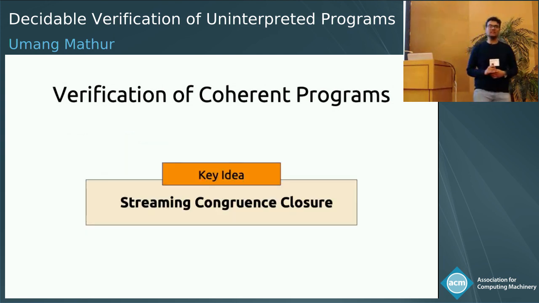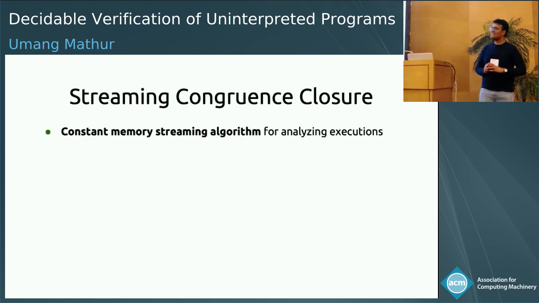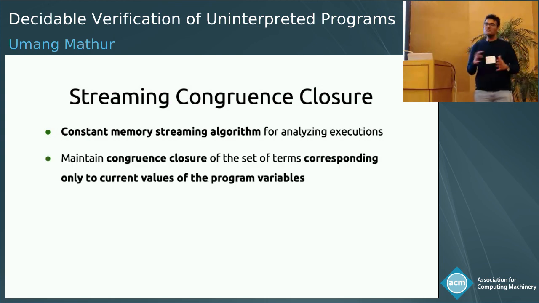So let's look at the key ideas in the algorithm. We'll not go into a lot of details because it's involved, and you're welcome to look at the paper for the details. So the key idea is called streaming congruence closure. It's an algorithm that analyzes executions, and is such that it only requires constant memory. It's a constant memory streaming algorithm. Roughly, it maintains the congruence closure of the set of terms corresponding to the variables at any point in the execution. And that means you do not have to keep track of the terms that were computed but are no longer in any variable. And therefore, it's constant memory.